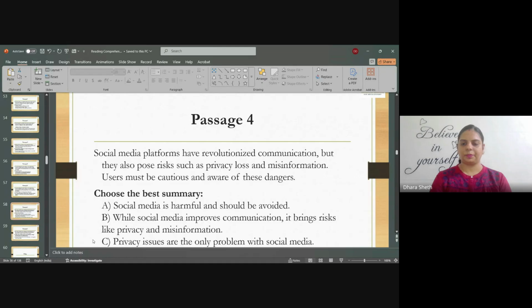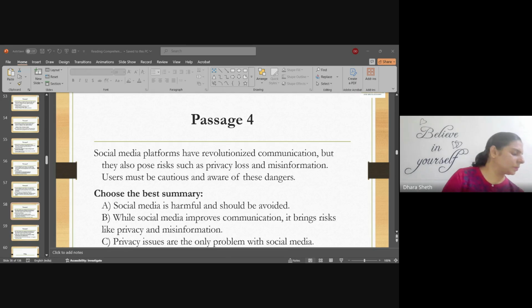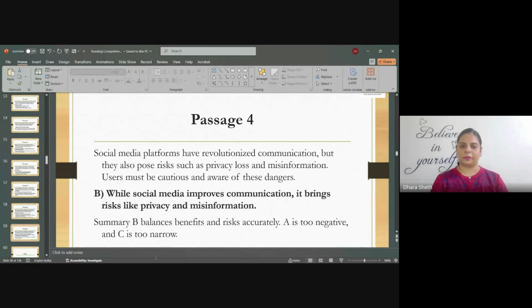Next, choose the best summary. Yes, the answer is B because it balances the benefits and risks accurately. A is too negative and C is too narrow.